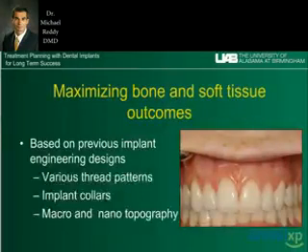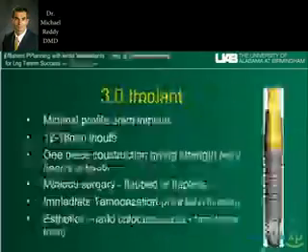So the key is then to maximize the bone and soft tissue outcomes, and much of the information that we have is based on previous implant engineering designs. And so they had various thread patterns that were present. Some of the collars, and many of them, were machined or polished collars, and there's different macro and nano topography. And some of the more modern implants may be able to improve upon some of these aspects.